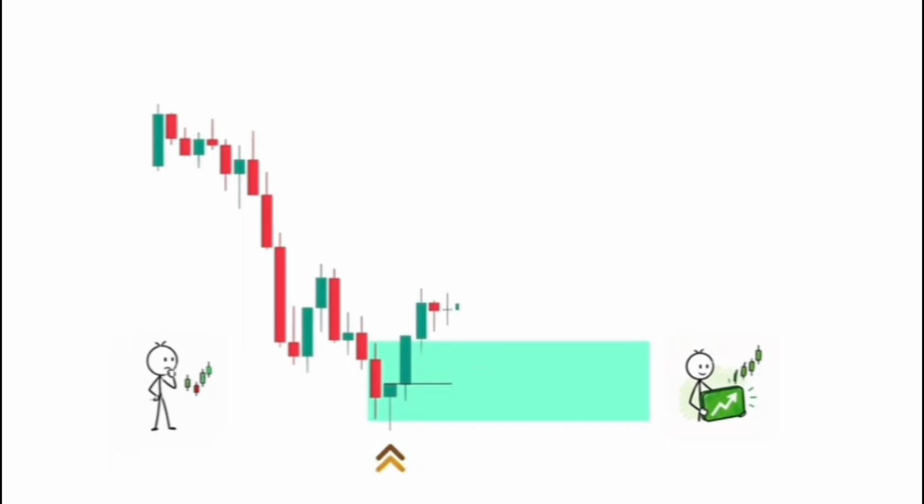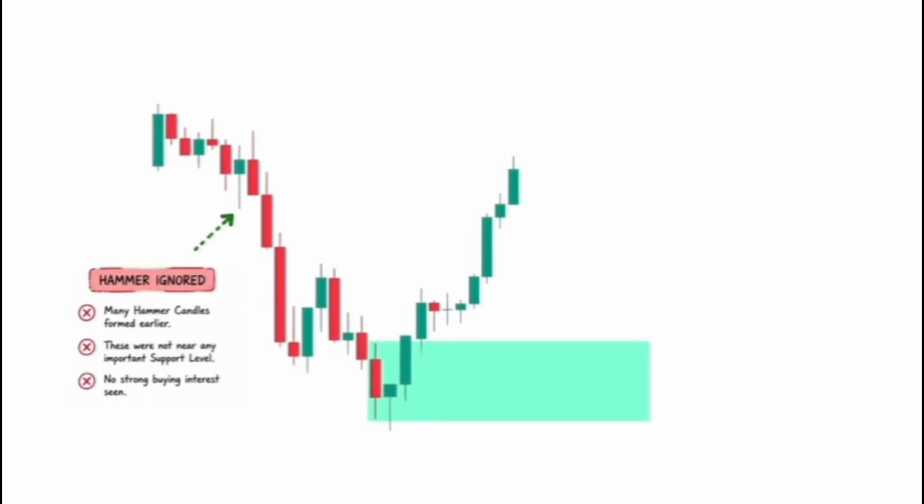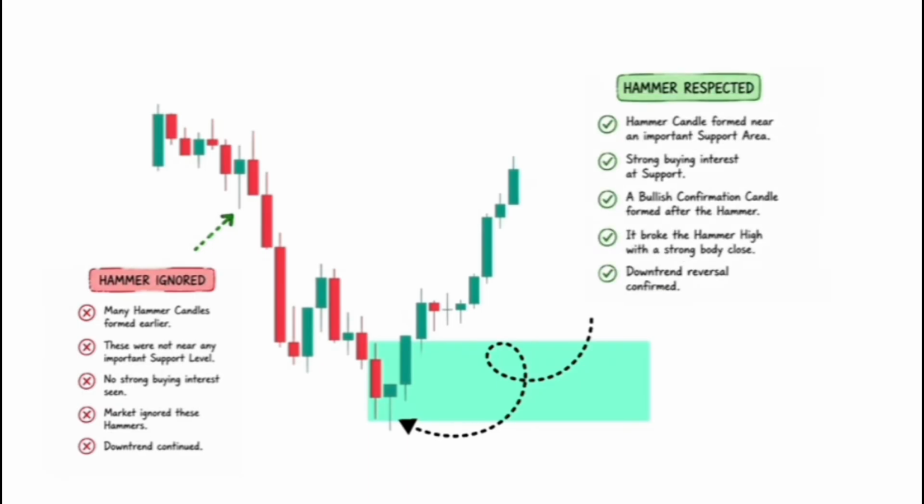The reason the price did not reverse from the previous hammer candles is that forming the candle alone is not enough. It must also appear at the right location. As you can see, those earlier hammer candles did not form near any significant support level, so the market ignored them and the downtrend continued. However, this hammer candle formed near a major support area. It was followed by a bullish confirmation candle that broke above the hammer candle's high with a body close. After that, the price reversed and began a strong upward move.